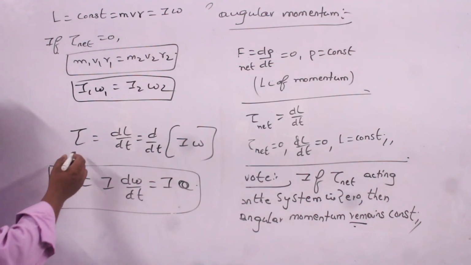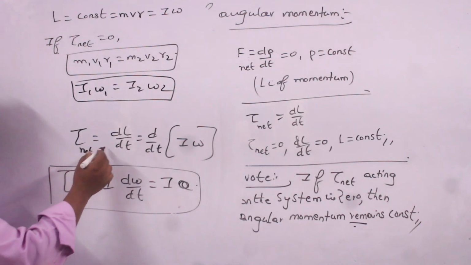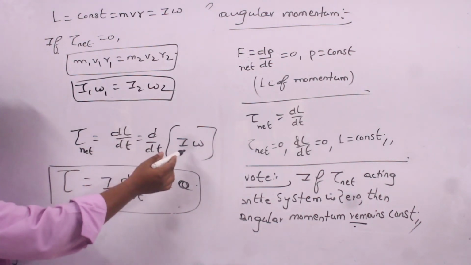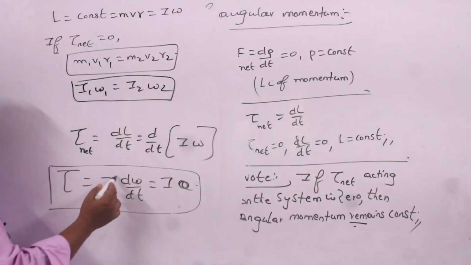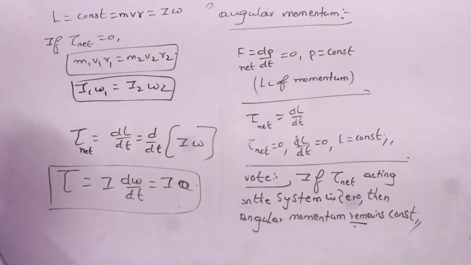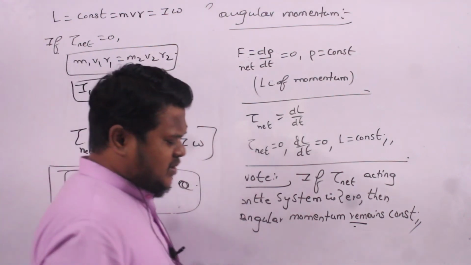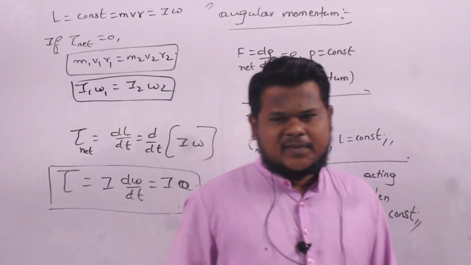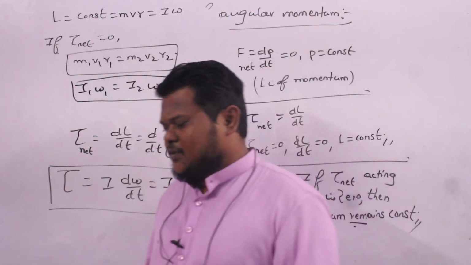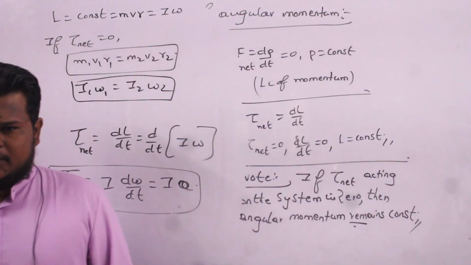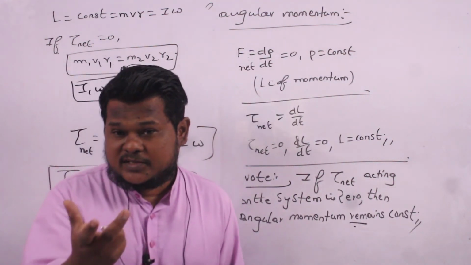So we know this relation: net torque acting on a system is equal to dL by dt. L is I into omega, I is a constant, d omega by dt is alpha. Clear now? Based on this, we can frame many beautiful questions. Whenever you see a question, you have to identify which concept the question is based on.